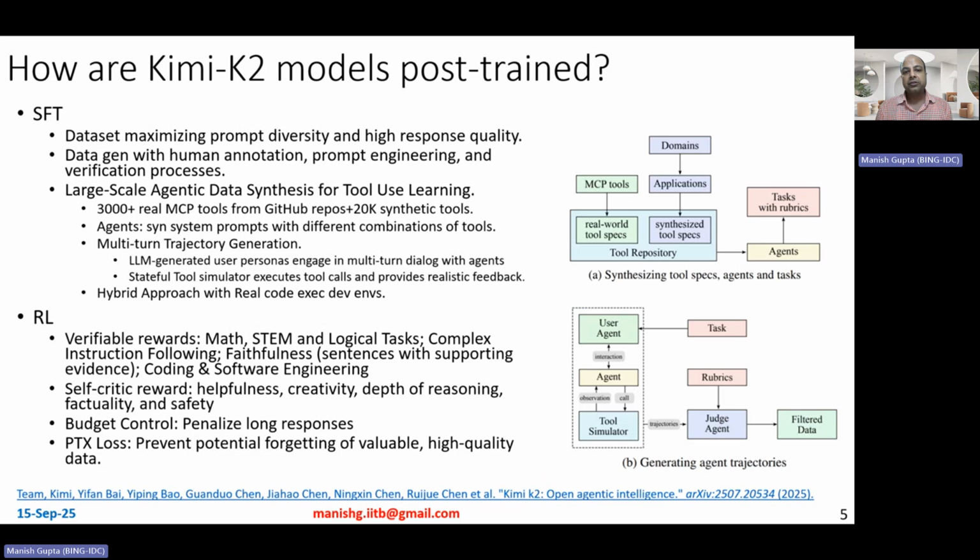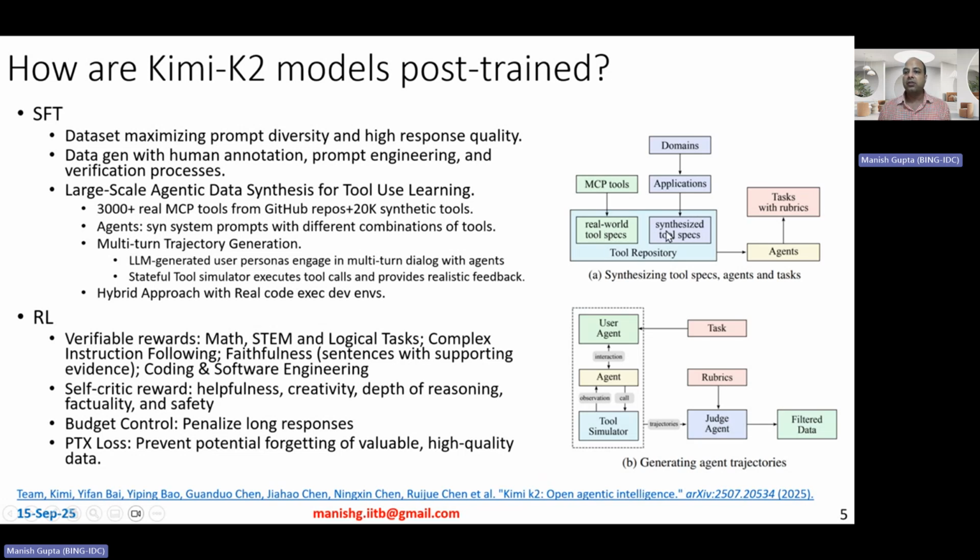So for making the model learn agentic tasks, they generate synthetic data and also use real data. In terms of real data, they obtain 3,000 plus real MCP tools, model context protocol tools, from GitHub repos. Plus they generate 20K synthetic tools. So the way they create this large scale agentic data is to take MCP tools from GitHub and get around 3,000 definitions of MCP tools.